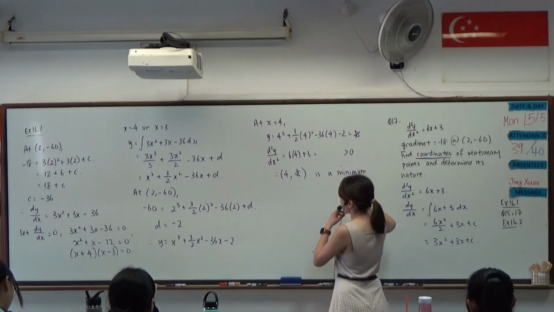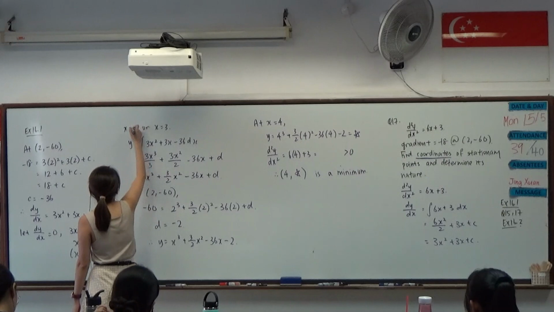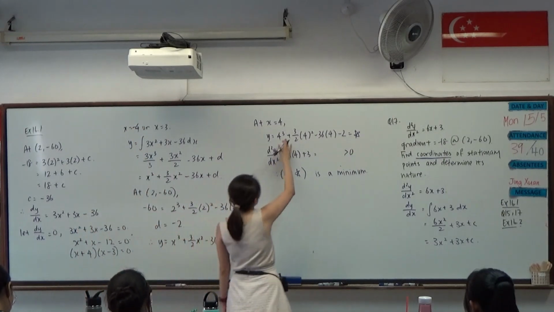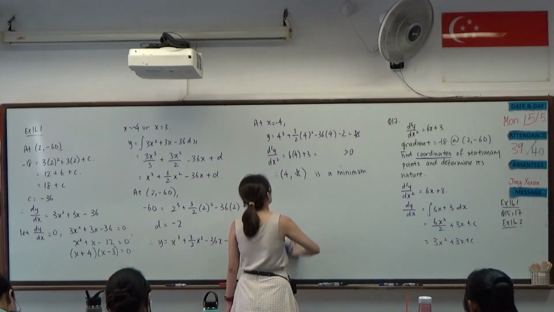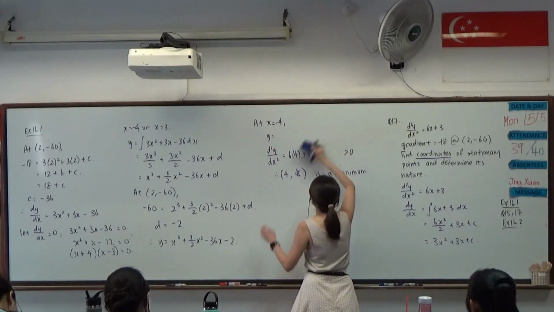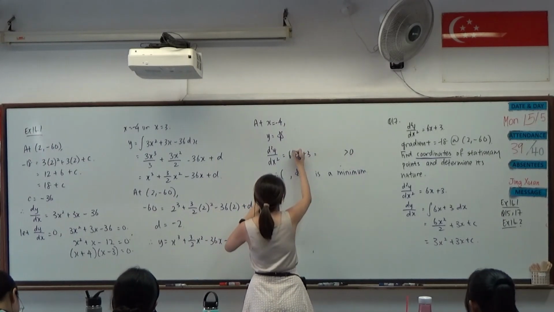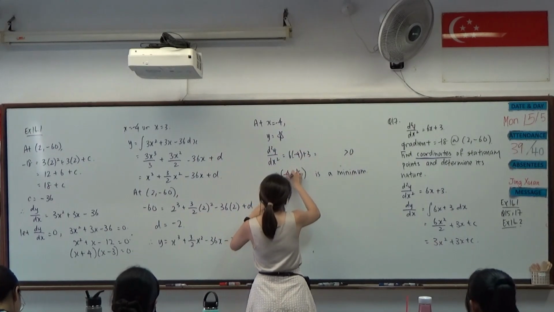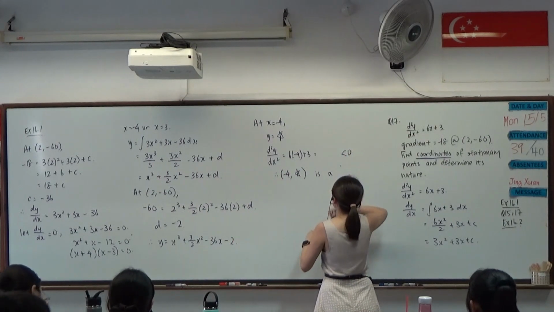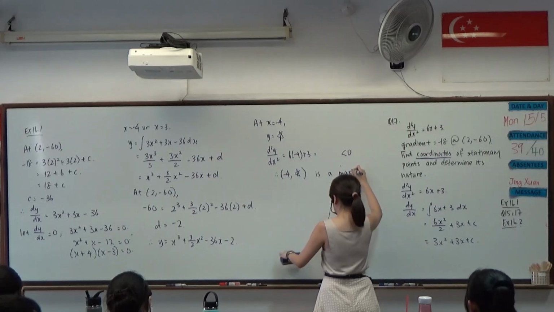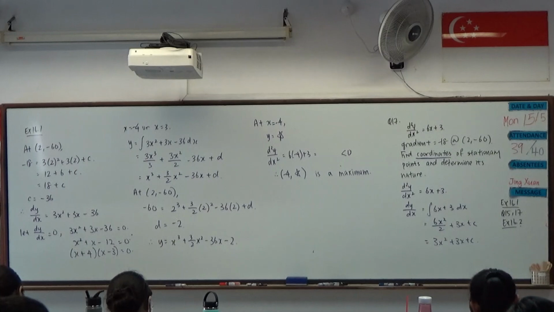4 is a negative. 4 is a what? Negative. Oh, sorry, my bad. I have to figure this out. And this one is less than 0, right? So maximum. Okay, then after do the same thing for x equals to 3.